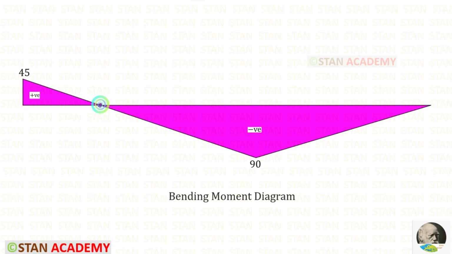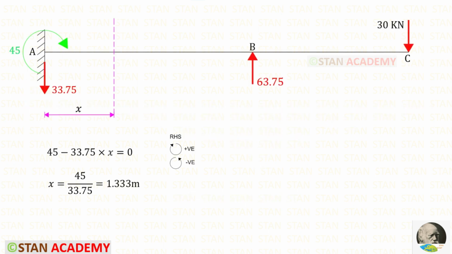At this point, the bending moment becomes 0. At this point, we can make a section and find the distance. You can see that I have made a section at a distance of x from the point A. In this section, we can find the moment. We know that it is 0. Using that concept, we can find x.